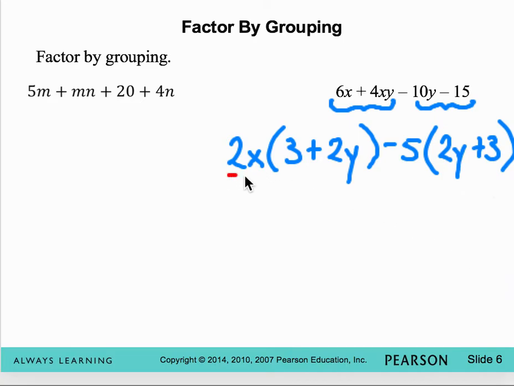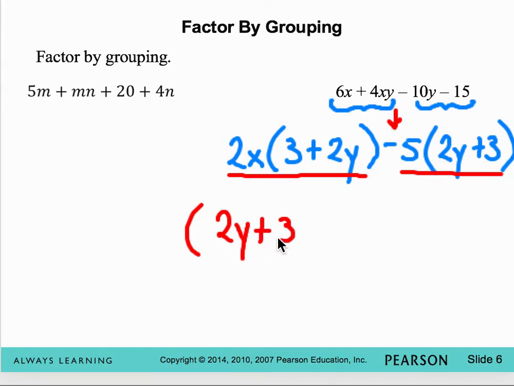Now, here's my 2 terms. Remember, I'm not done factoring. That's not everything multiplied and multiplied only. This is 2 things being subtracted. So I want to see if they have anything in common. This is 3 plus 2y, and that's 2y plus 3. Do you think that's the same thing? It is. 2 plus 3, 3 plus 2, same thing. Addition is commutative. We've talked about that, right?